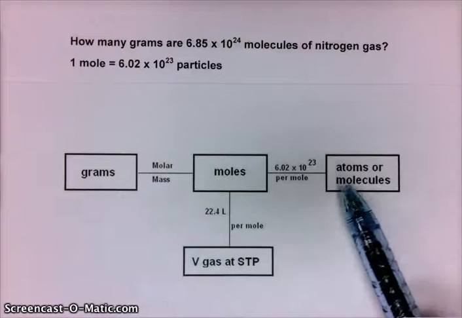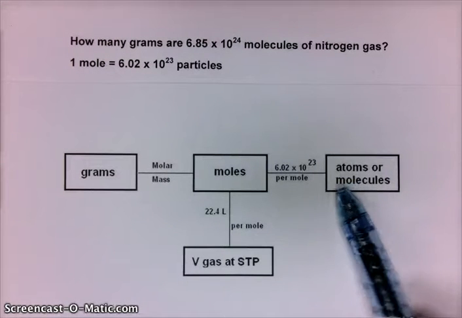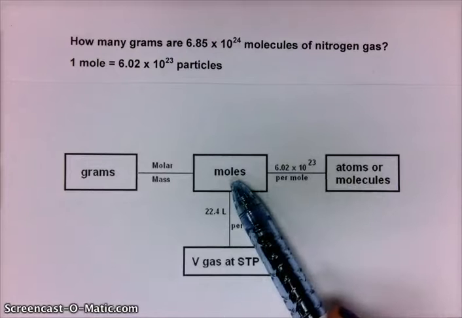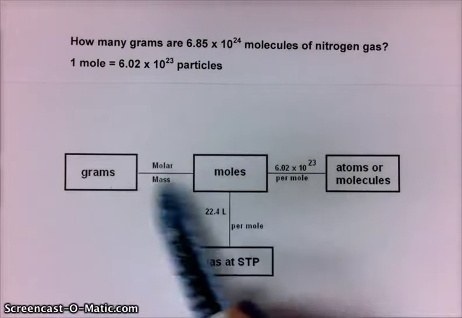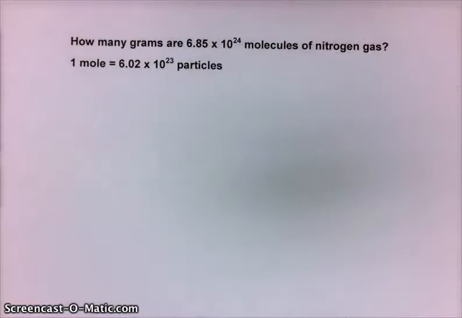So this is going to be a two-step problem. We're going to have to go from our molecules first to moles. Then we can go from moles to grams. So this is going to be a two-step conversion problem.